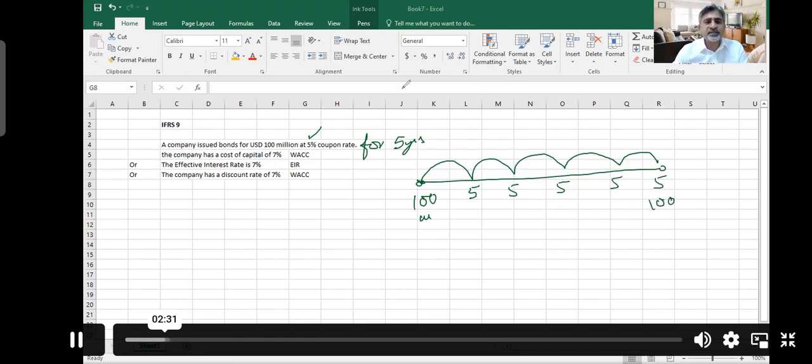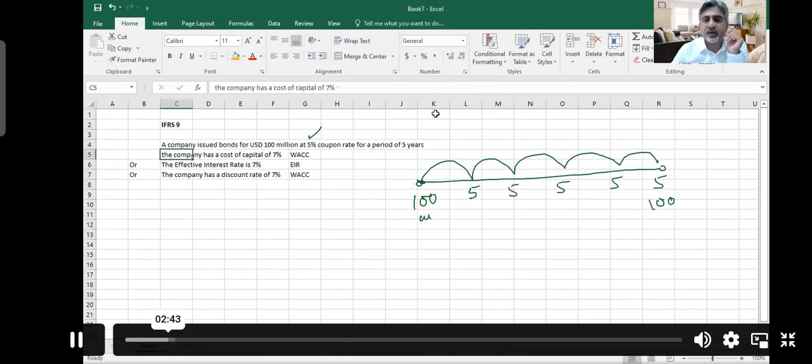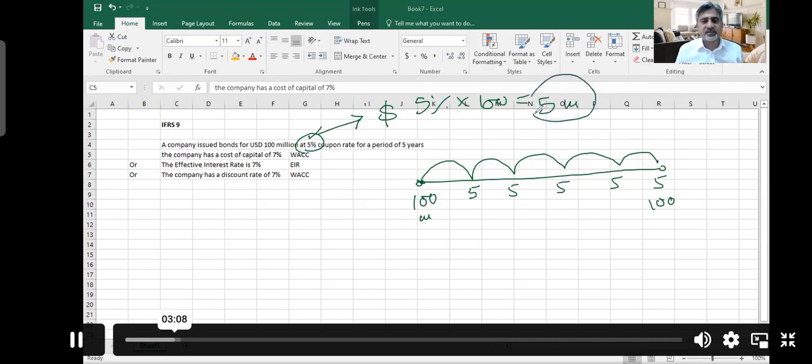Now, the question students sometimes ask: a company issued bonds at 5% for a period of 5 years, so which discount rate are we going to use? Now remember that this 5% has a very little role. The role of this 5% is only to calculate how much interest you have to pay in terms of dollars, like 5% into 100 million. So you are going to pay 5 million interest. That is all.